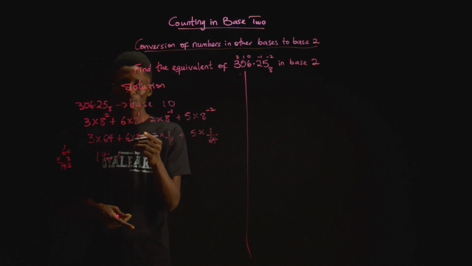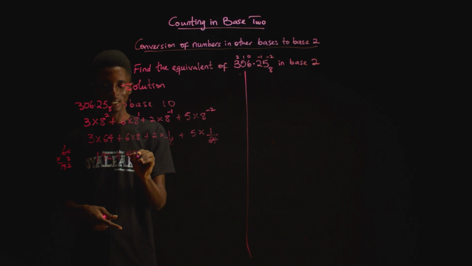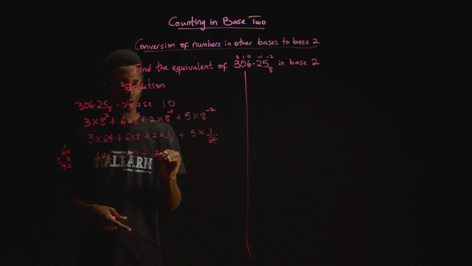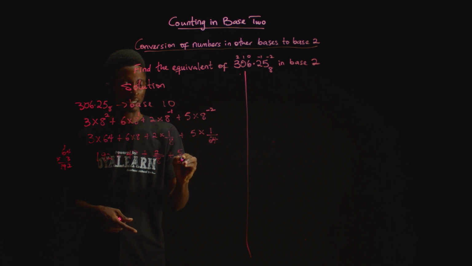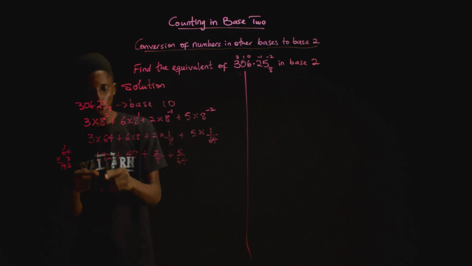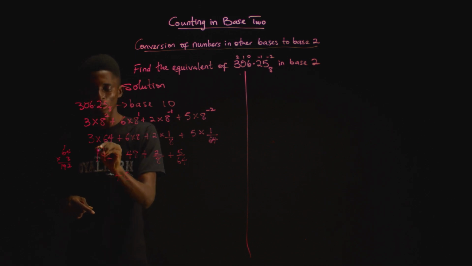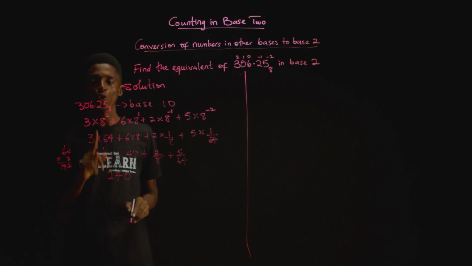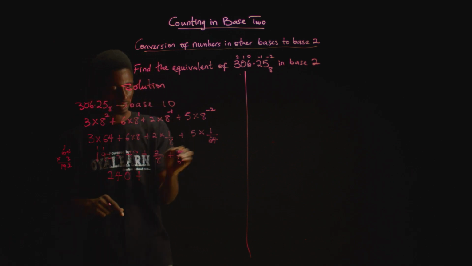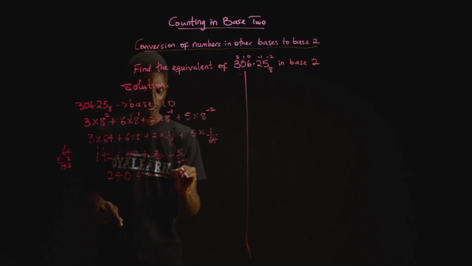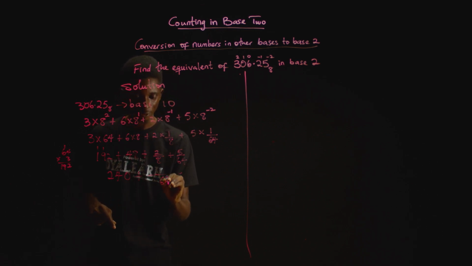Plus 6 multiplied by 8 will give us 48. Plus, now here we have 2 over 8 plus 5 over 64. Now, when we sum up the whole number part, we're going to have 2 plus 8, which is 0, carry the 1. This is now 10. 10 plus 4 is 14, so 4, carry the 1. And 1 plus 1 is 2. So we have 240 plus, now for the fraction part, our LCM is 64.